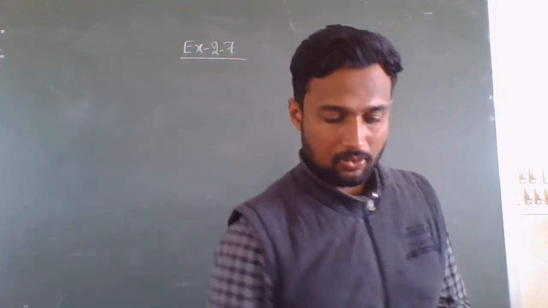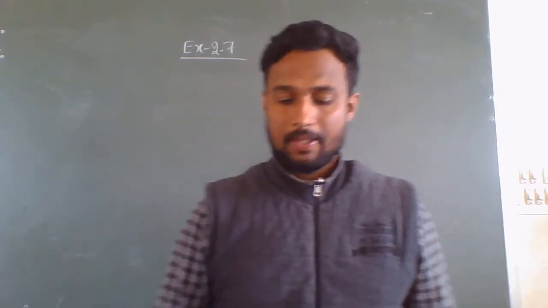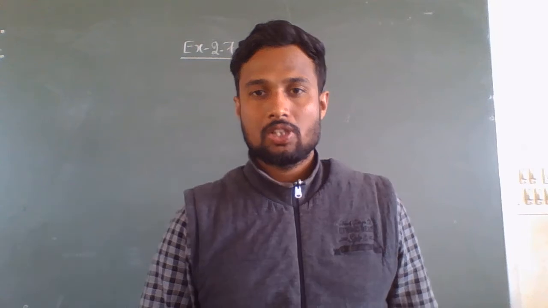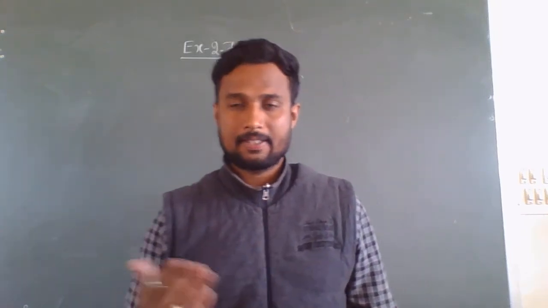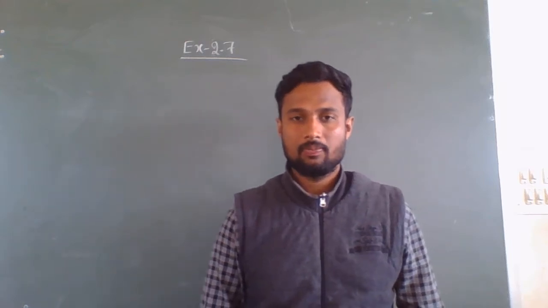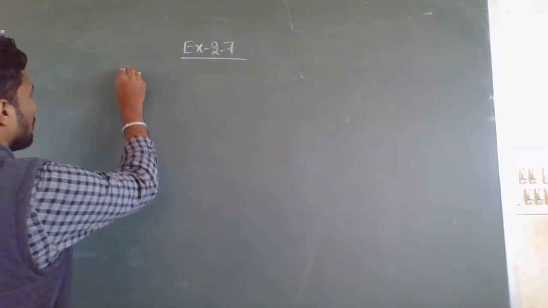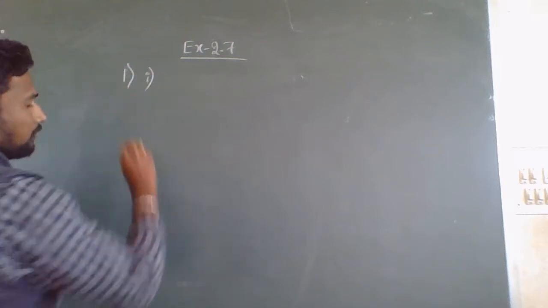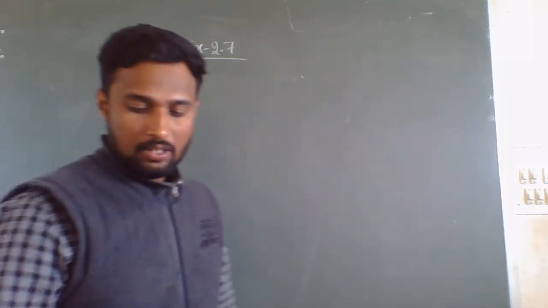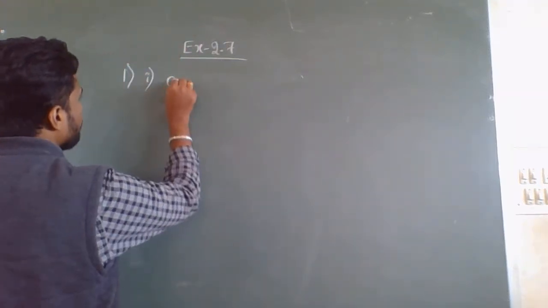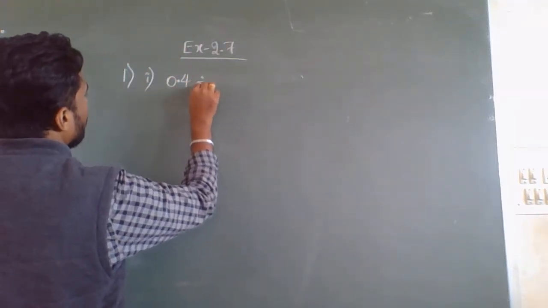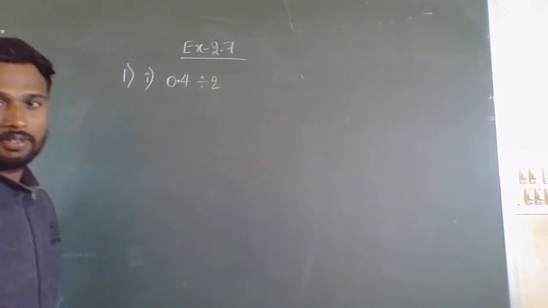In previous class we discussed division of decimal numbers. So based on that today we will discuss exercise 2.7. So here in exercise 2.7 in first main problem, first one what they have given, find. So first problem 0.4 divided by 2.